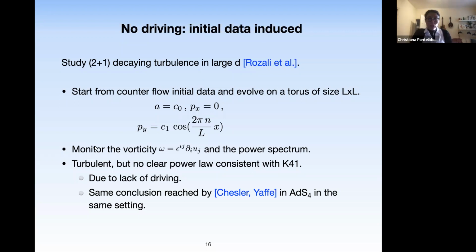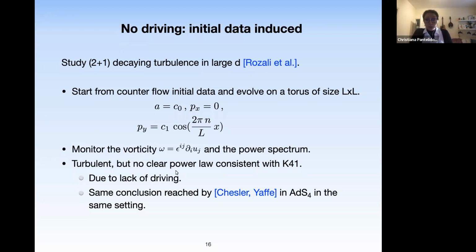In doing so, they were monitoring the vorticity, defined in this way, and they were also looking at the power spectrum to see whether or not they would see K41. As I'll show in the first video, what they saw was that indeed the system went into a turbulent regime that eventually decayed.